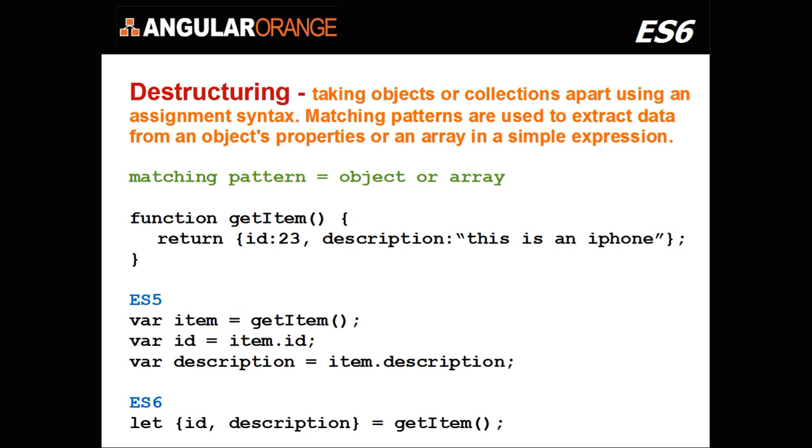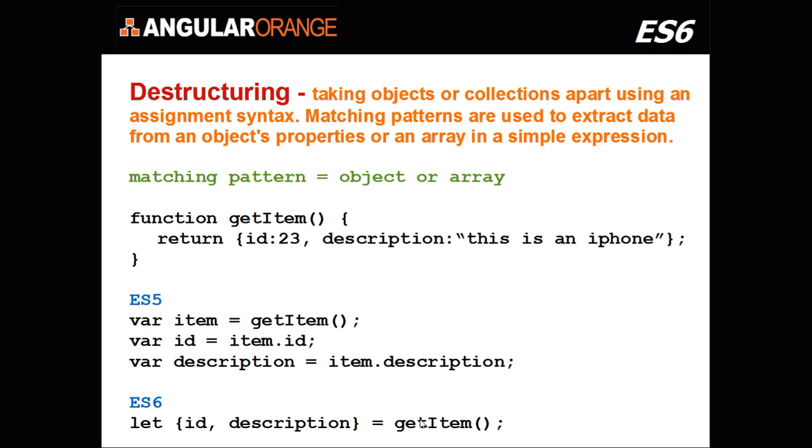Okay, destructuring takes objects or collections apart using an assignment syntax. Matching patterns are used to extract data from an object's properties or an array in a simple expression. So you really need a matching pattern that matches to the object or the array. So for example, here's a getItem function. You have an ID and you have a description, and the function returns this JSON object. In ES5, you'd have to get the item, get the ID, get the description, and create a JSON object, or whatever you might do with it.